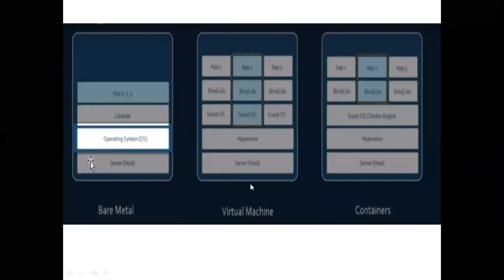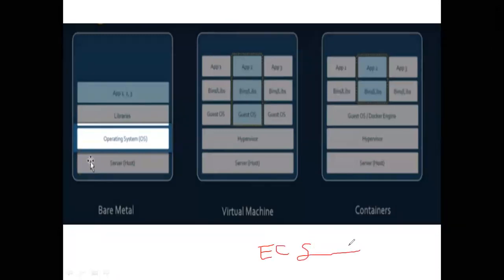Okay, let's get started with today's session. Today we'll be discussing ECS and ECR. These two are the AWS services which are provided to manage Docker inside AWS.